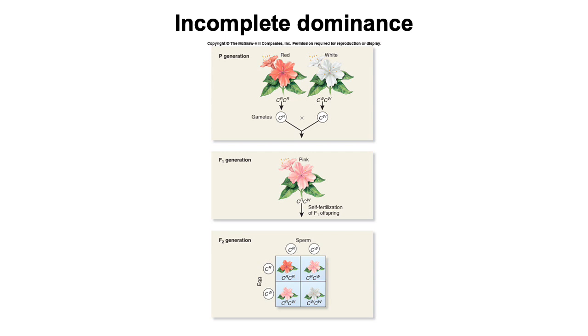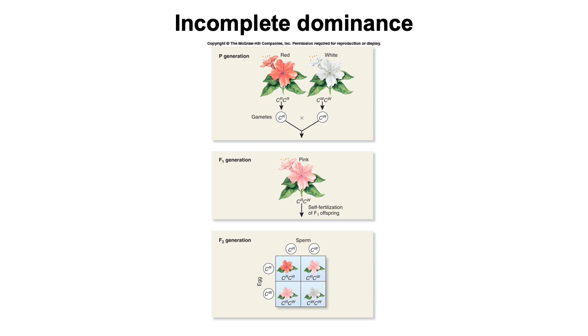And what you notice then are those that are homozygous for the C^R allele would be red. Those that are homozygous for the C^W allele are white, but the heterozygotes don't look like either one of those. They're actually somewhere in between. They're an intermediate between the two homozygotes, and this is a classic example of what we would call incomplete dominance.